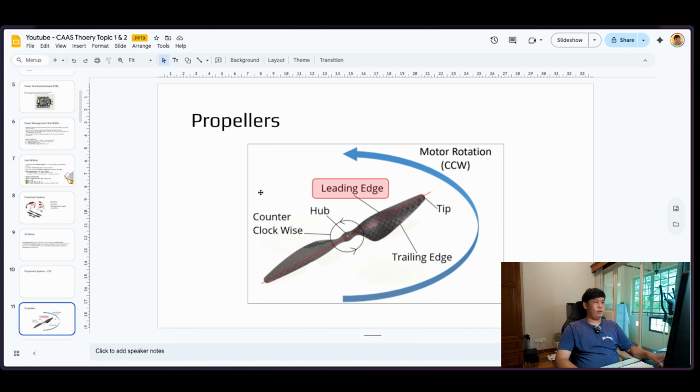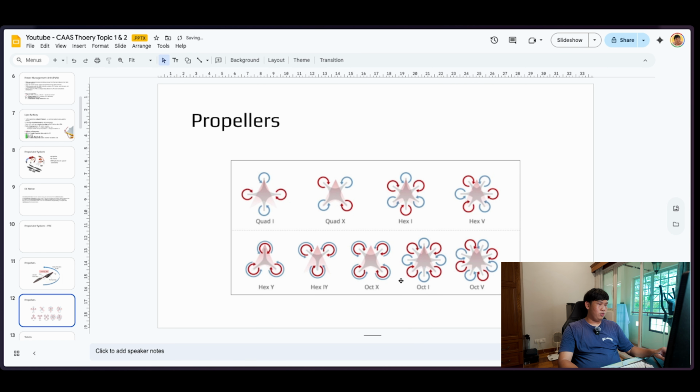The hub has one center, one hole, just to put in the screw. And then the counterclockwise propellers. This one you can pause and read through. It's just the direction of the propeller, either anti-clockwise or clockwise. So I think the red one is anti-clockwise, the blue one is clockwise.